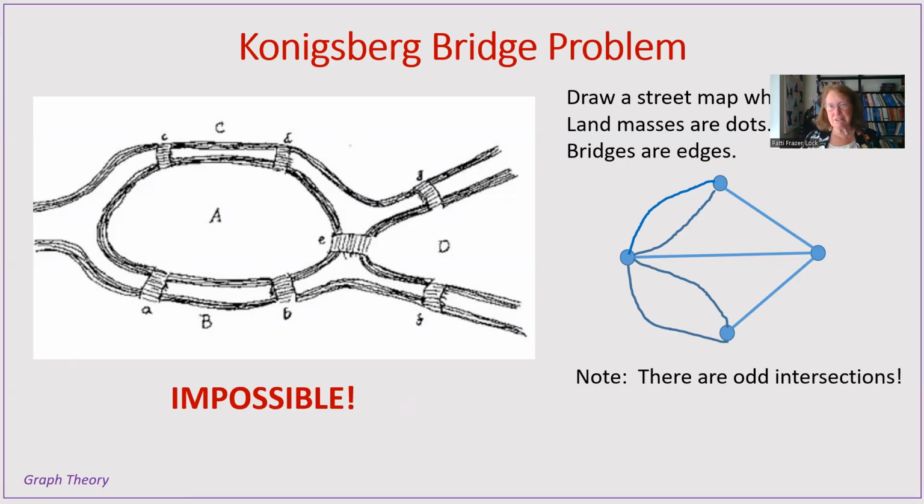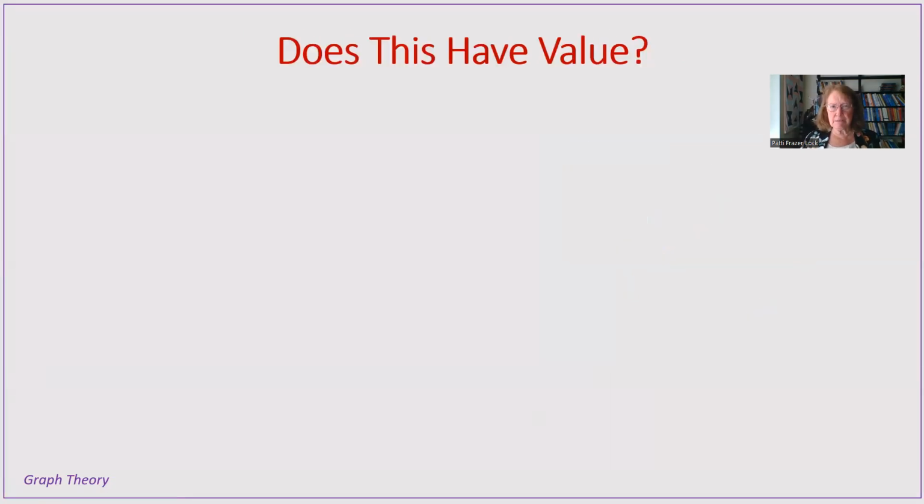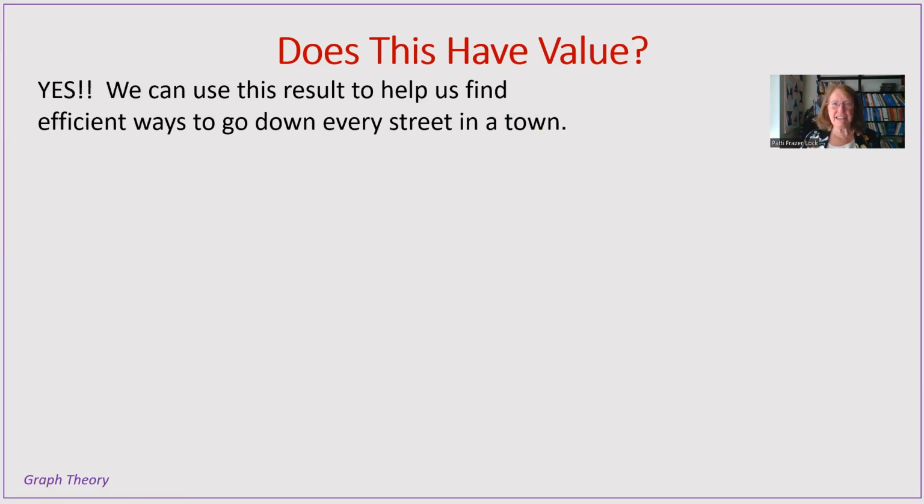Okay, so Euler's theorem is great. It tells us a really fast way to look at a map and see if we can do every street exactly once. Question is, does it have value? And the answer is it has an absurd amount of value. You do have to modify it, because usually we have to walk down every street. We don't care if we repeat some, but we want to do it as efficiently as possible. And you can extend Euler's even odd idea to see how to do that in the most efficient way.